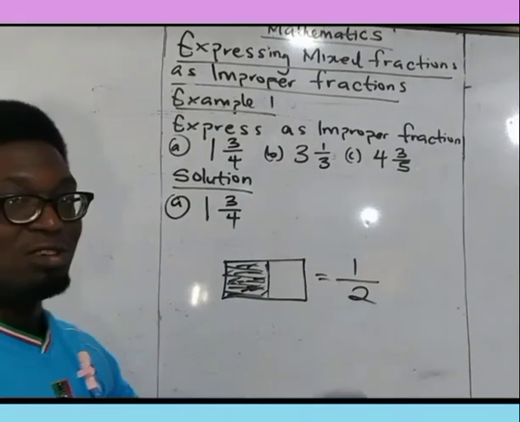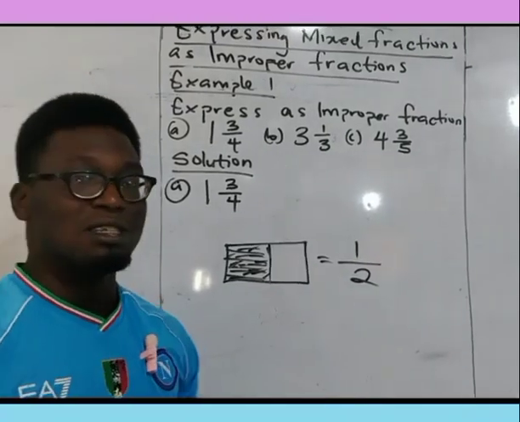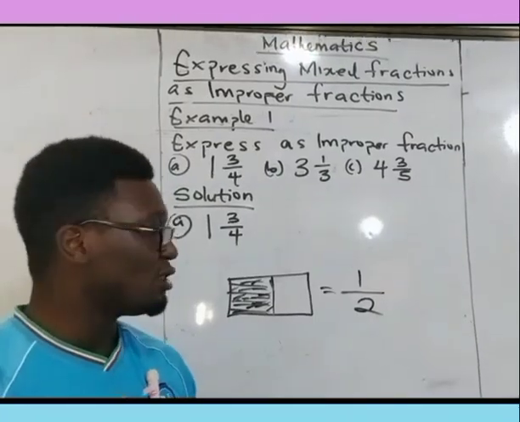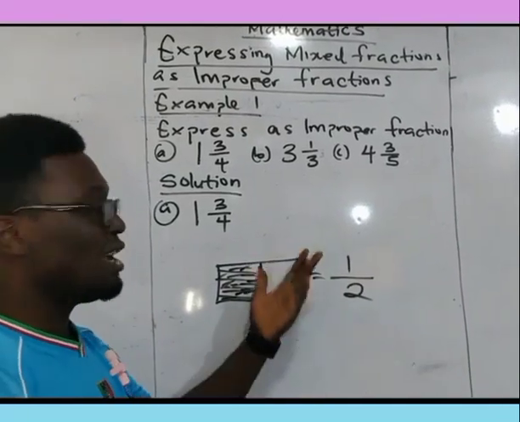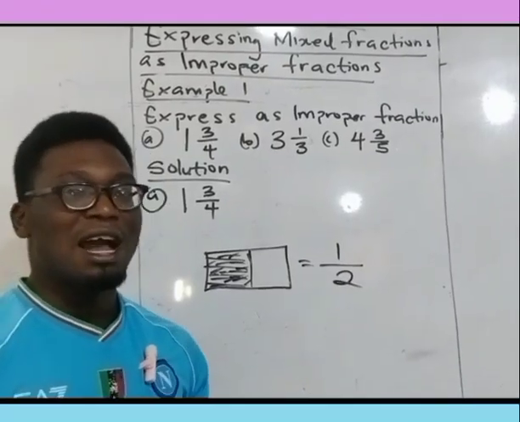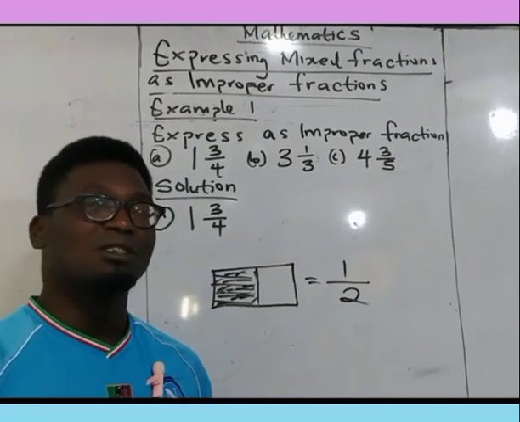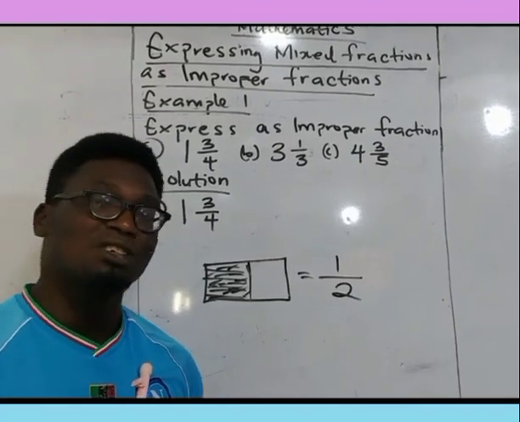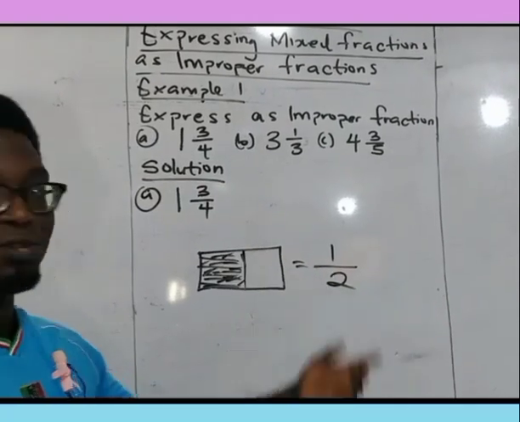The one here is the numerator. I've done that in my previous video, and the one below is the denominator. So fraction is a way of showing part of the whole, and every fraction has a numerator and a denominator. Now, types of fractions, we have the proper fractions. A proper fraction is a fraction where the numerator is less than the denominator. For example, 1 over 2.